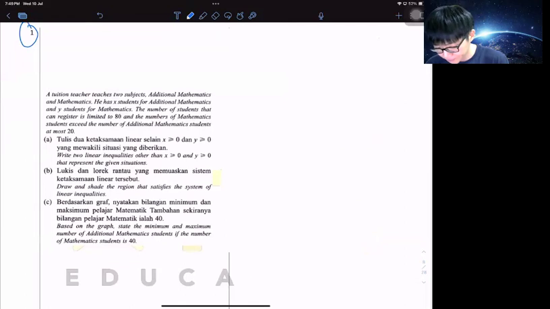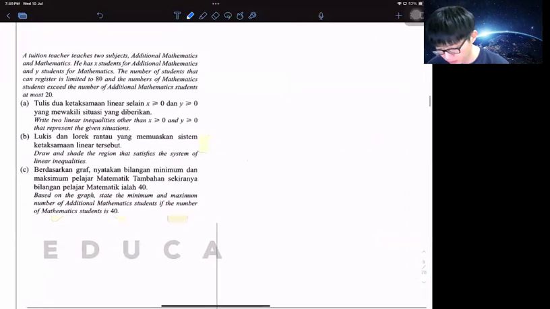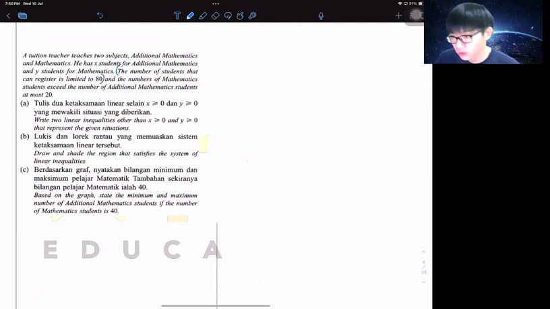Okay. So a tuition teacher teaches 2 subjects, math and math. Asks students for math. Wow, so far the questions have been quite kind to you all. They do this for you. How many math students? They don't tell you exactly, but at least they remind you. Hey, use X. Okay. And Y students for math. Number of students that can register is limited to 80. Oh, so there is something you can do here. So the question is, can you do it? What do I mean?